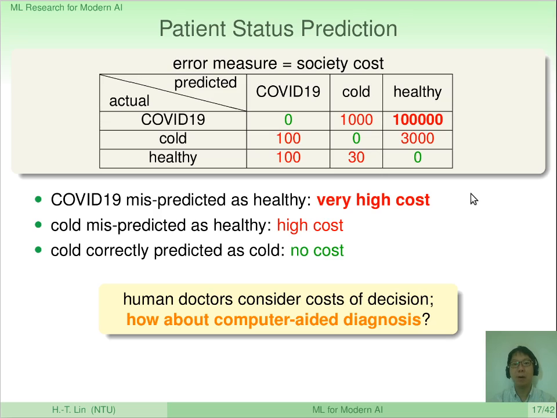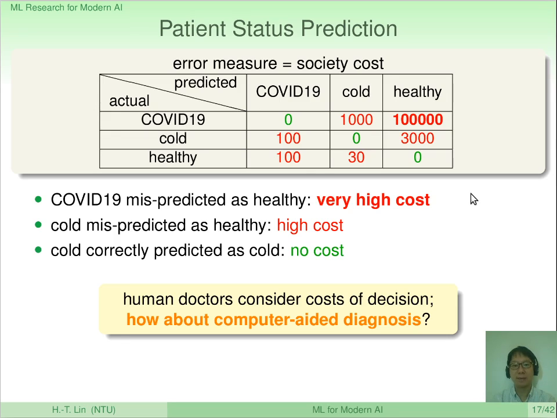So different people may have different numbers in mind, but doctors have their own table built into their brain, and therefore they would be very careful about the slightest symptom of COVID-19 in order to prevent the society from paying a high cost. Now, if we were to build a computer-aided diagnosis system to help the doctors, then the system also needs to be fed the same table as the doctors, so it can be really helpful.